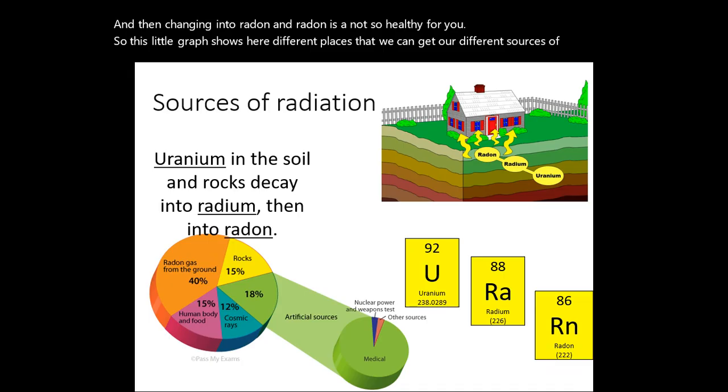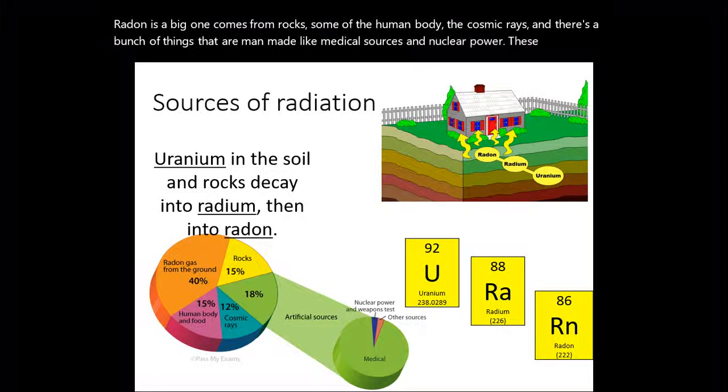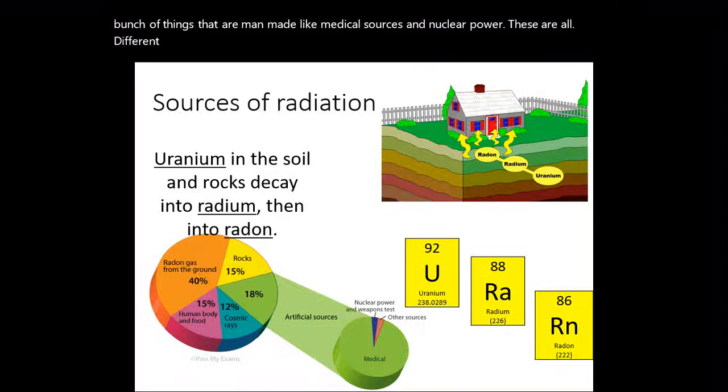So this little graph shows here different places that we can get our different sources of radiation. Radon is a big one. It comes from rocks, so some in the human body, there's cosmic rays, and there's a bunch of things that are man-made, like medical sources and nuclear power.